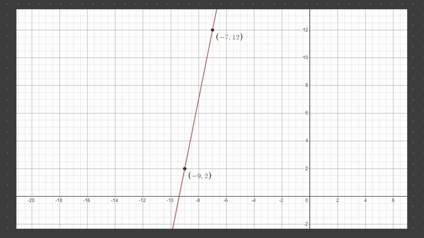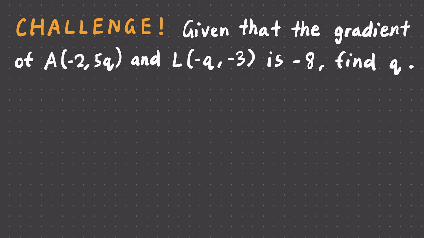Here is the line with gradient 5, and it indeed passes through R and N, where p is 12, just like how we found in this question. Let's move on to our challenge question. Given that the gradient of A(-2, 5q) and L(-q, -3) is minus 8, find q. So I want you guys to try this on your own, and the answer will be given in a few seconds. But make sure to pause the video and try it yourself.